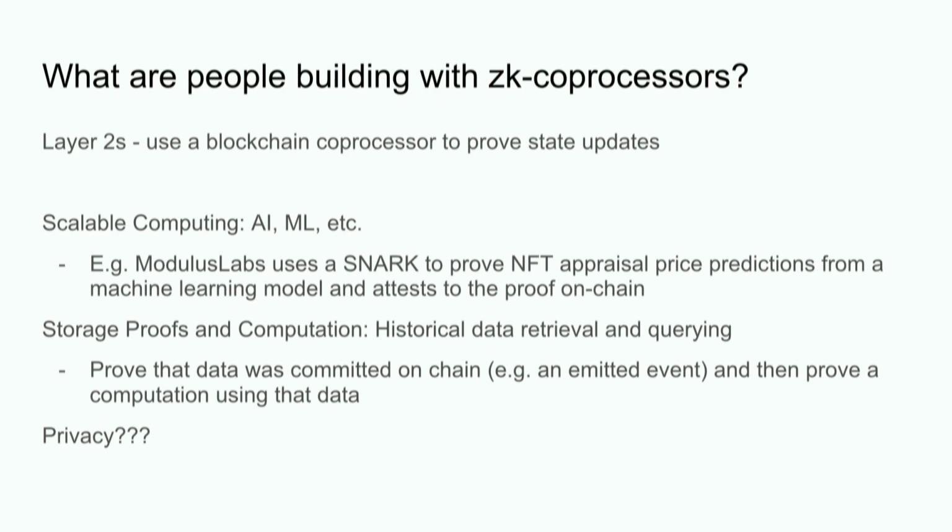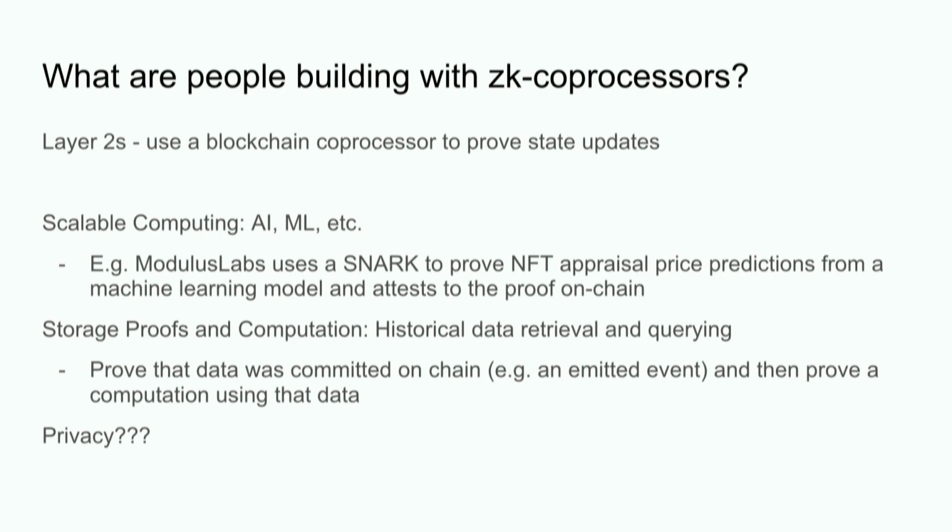More explicitly, where the ZK coprocessor word is being used, there are two big places that I've seen. I've been surveying, trying to track who's doing what, and these are the two big ones. One is scalable computing, right? Literally taking your big computation, doing it off-chain, making your proof, and then verifying it on-chain.